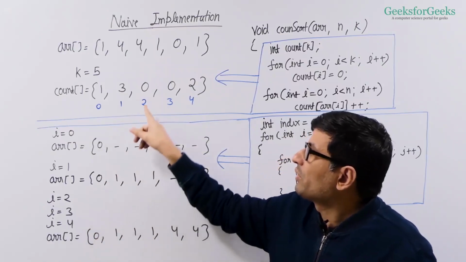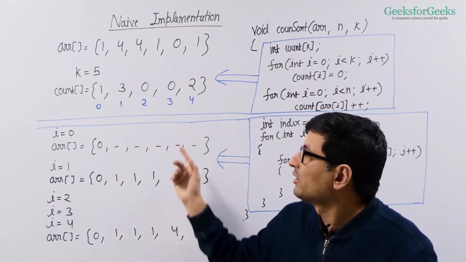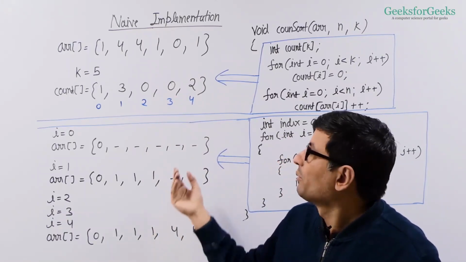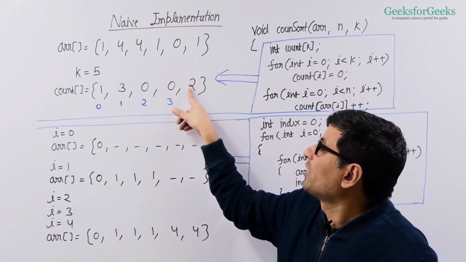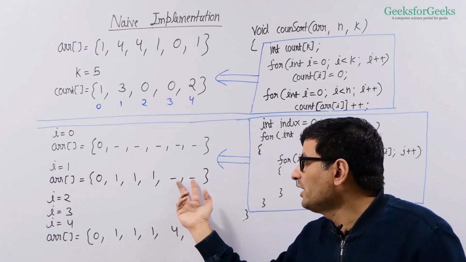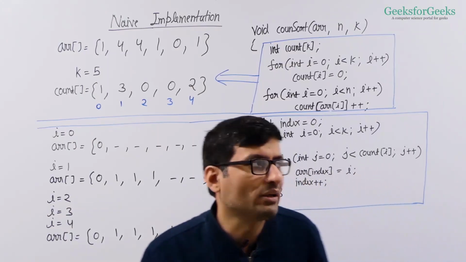For i equal to 2, our count is 0, so we do not do anything. For i equal to 3, our count is again 0, we do not do anything. But when we come to i equal to 4, our count is 2. So what we do is, we put 4 at the last 2 positions, and that's what we have implemented here.